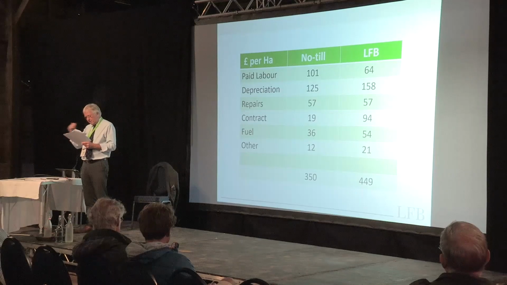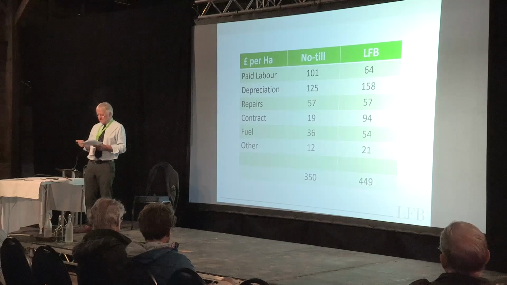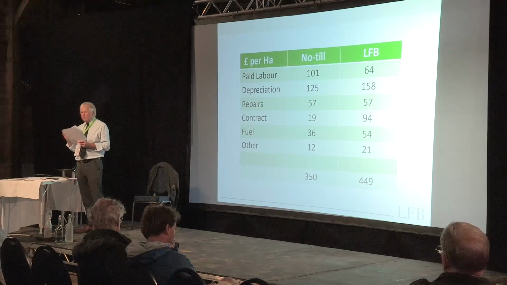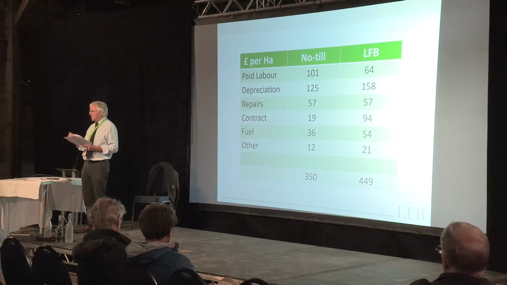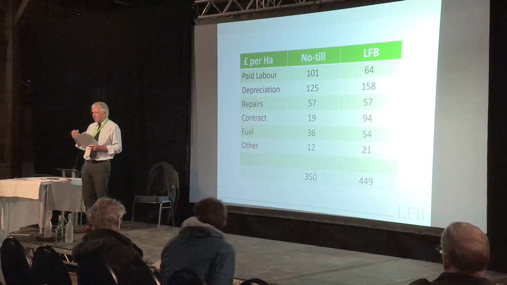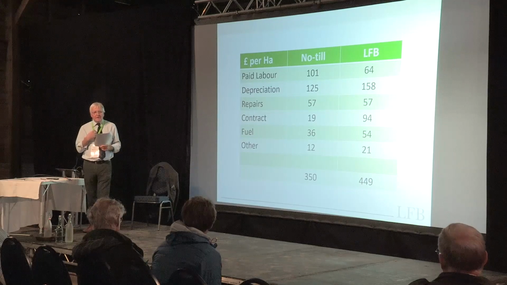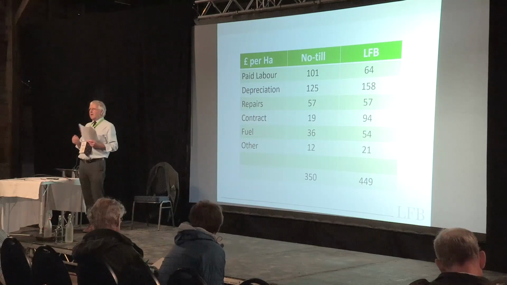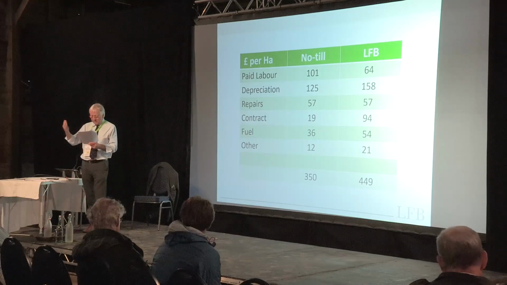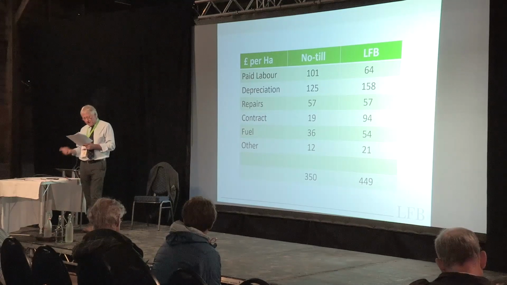Depreciation, see the difference there, 125, 158. Now, the key driver of machinery costs is the amount of machinery you have, or the value of machinery you have. That's the key driver. And the key driver of profitability in arable, the KPI, if you like, the key performance indicator, is the value of machinery per hectare. And we'll be looking at that in a bit more detail in a couple of slides' time.